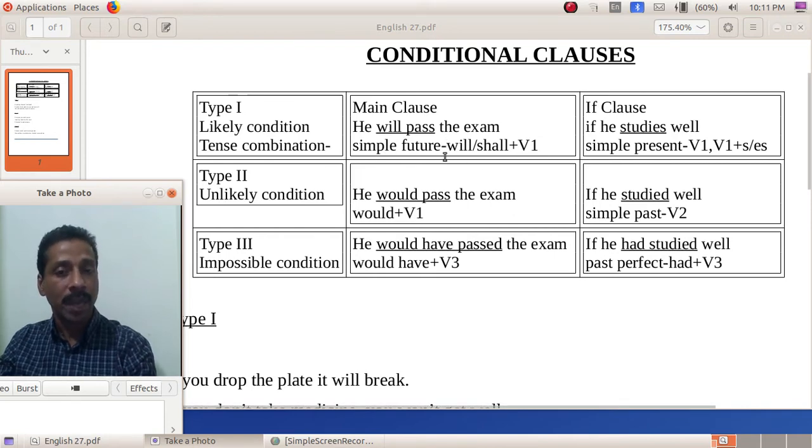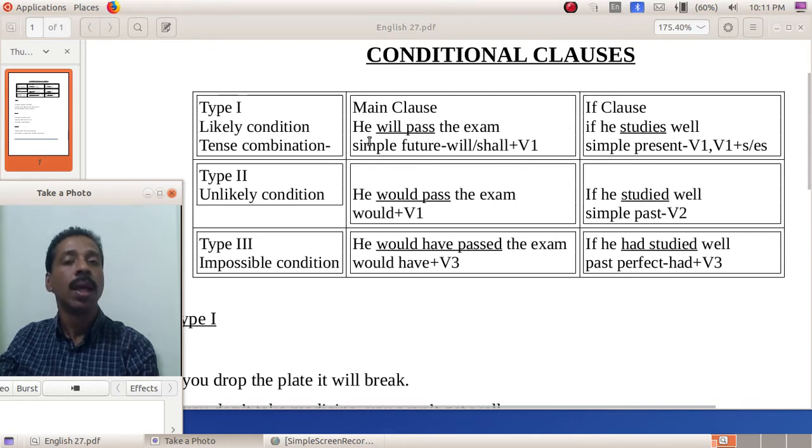Okay, now mainly we use simple future, will or shall plus V1, but it is possible to use can and may also. Then this sentence shows that this is something really possible in the case of this particular person mentioned, because he has the capacity, he has the capability of scoring good marks or passing the exam. So it is not something impossible, it is something really possible, it is something really likely to happen.